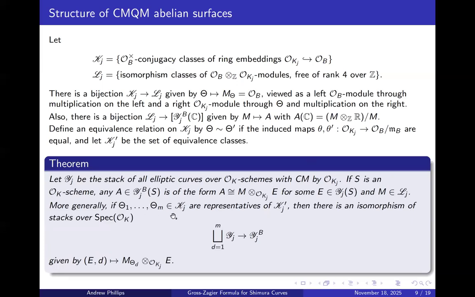There's a more technical result here, which is that we can get a decomposition of this moduli space of CM-QM abelian surfaces as a disjoint union of these moduli spaces of elliptic curves, where you basically just map an E to this tensor product. So there's some decomposition in terms of stacks, but that's not super important for what I have to say. The main result is that every CM-QM abelian surface arises from an elliptic curve, which makes things much easier in terms of the actual results later on.